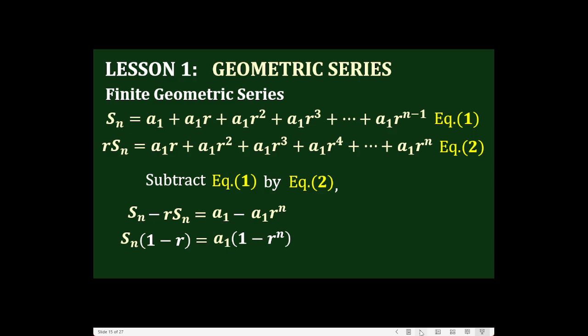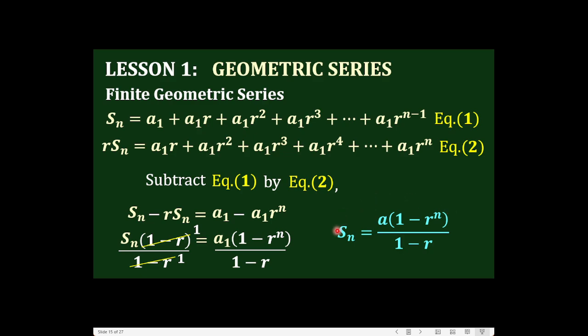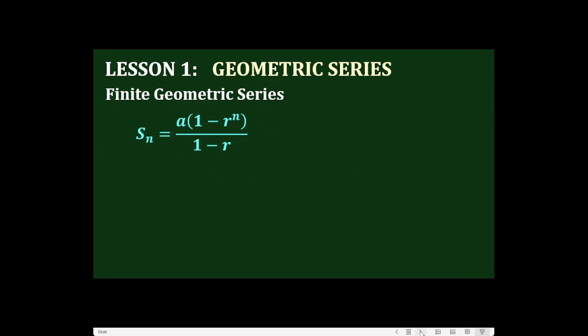And we divide both sides of the equation by the quantity 1 minus r, so that on the left side, we can cancel the common factor of 1 minus r. And the resulting equation is now our simplified formula for S sub n, which is this one: S sub n equals a times the quantity 1 minus r to the n, all over 1 minus r. And this is the formula we want.